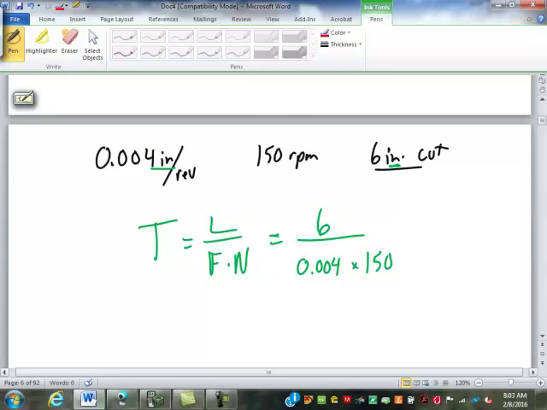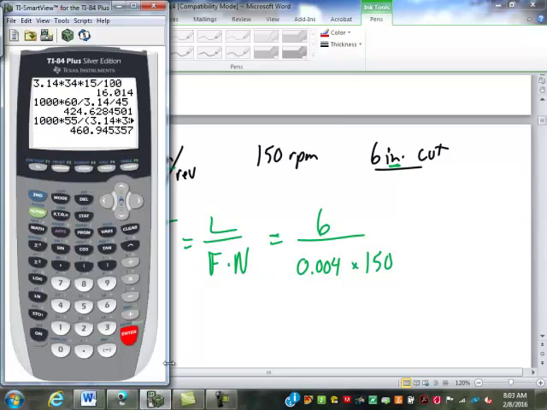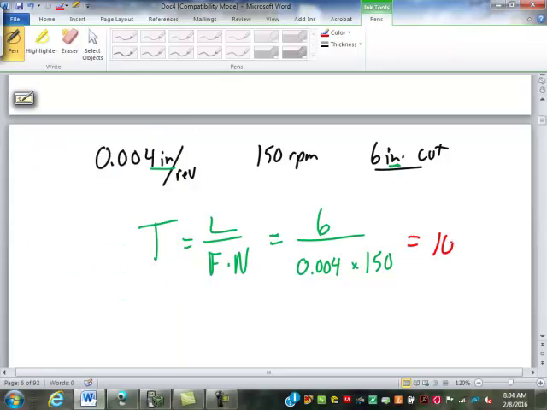So we're good. So on this one, when I type it in the calculator, I have to do 6 divided by, then in parentheses, 0.004 times 150. Close my parentheses. And we get 10. What's that 10 in? Minutes. The only time we have in this problem is the minutes from the RPM, revolutions per minute. So it would take 10 minutes to advance across that 6-inch piece.